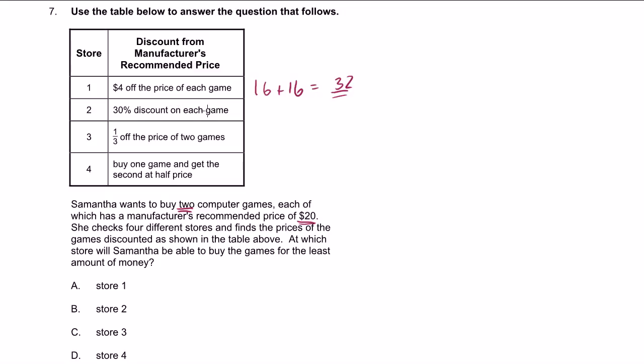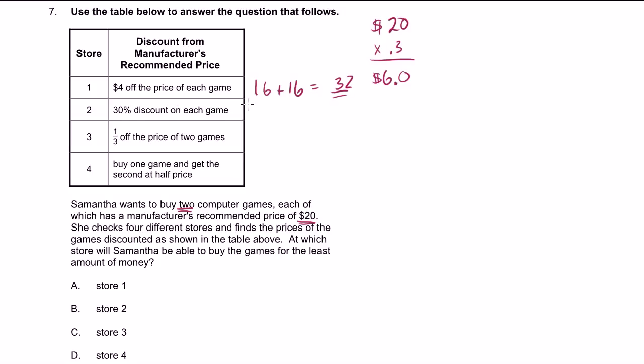30% discount on each game. So $20 times a 30% discount, which is 0.3. You can imagine 3 times 20 is 60, and then you put the decimal sign. It's going to be a $6 discount on each game for this one. Remember, 30% of 20 is $6.